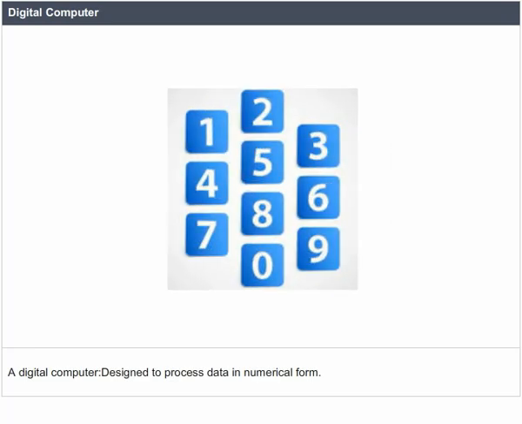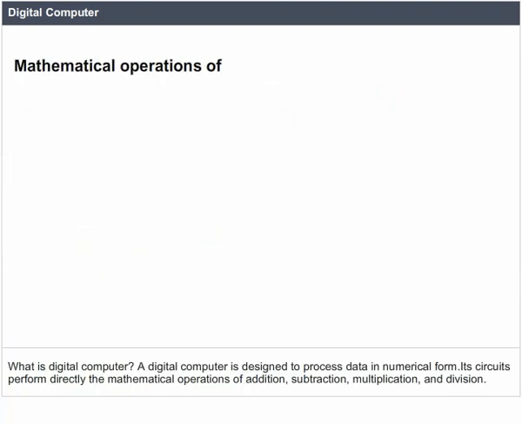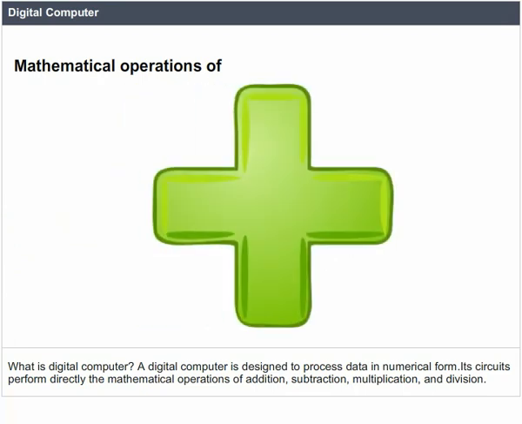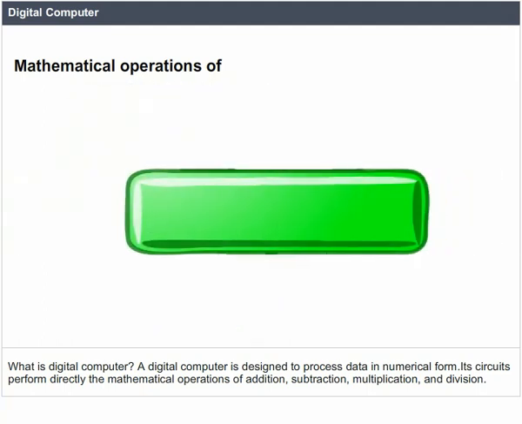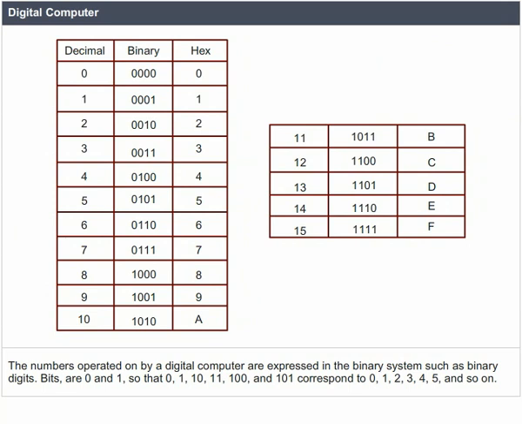Digital computer. A digital computer is designed to process data in numerical form, expressed in binary form. What is a digital computer? A digital computer is designed to process data in numerical form. Its circuits perform directly the mathematical operations of addition, subtraction, multiplication, and division. The numbers operated on by a digital computer are expressed in the binary system, such as binary digits.